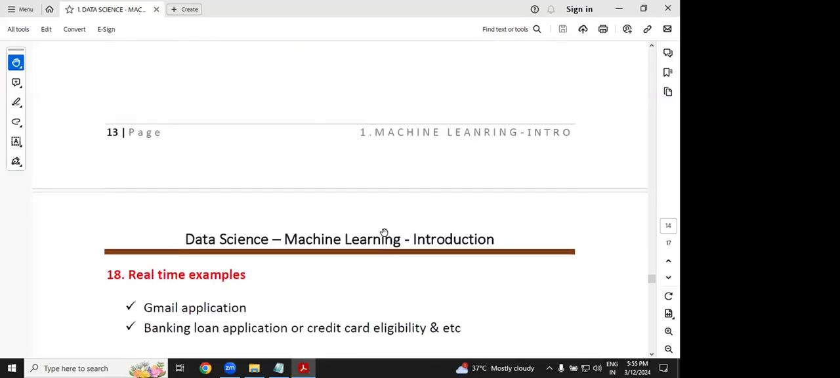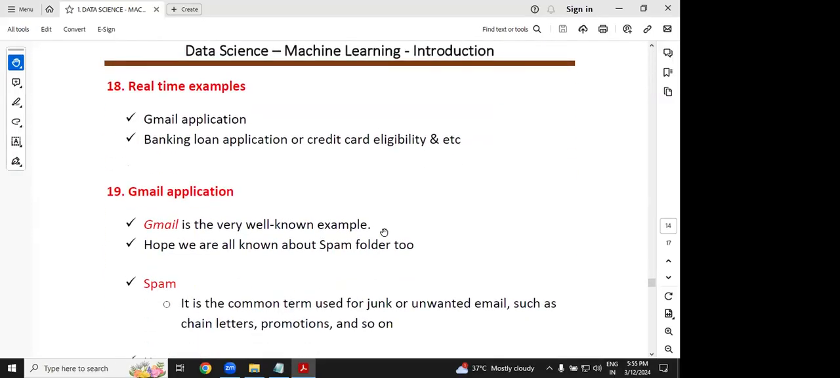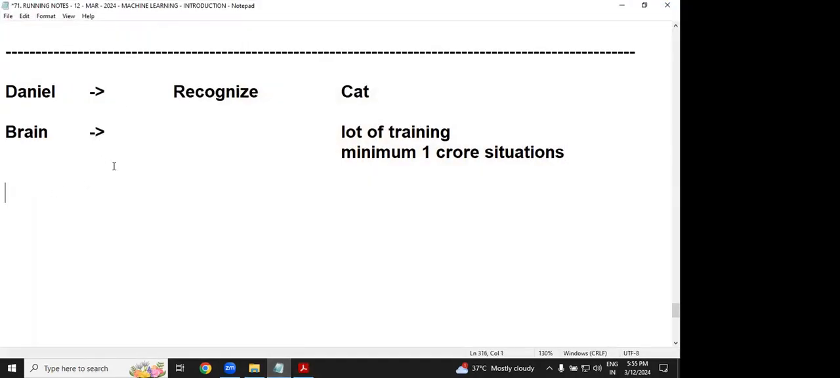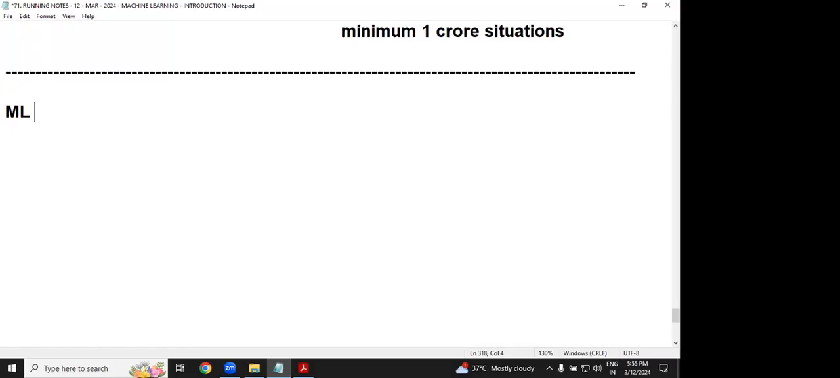Now, real-time examples. This is a bit important, please focus. One of the best examples for machine learning is, first, the Gmail application. Next is the banking loan application and credit card application. Now let me tell you machine learning real-time examples. One of the best examples is Gmail.